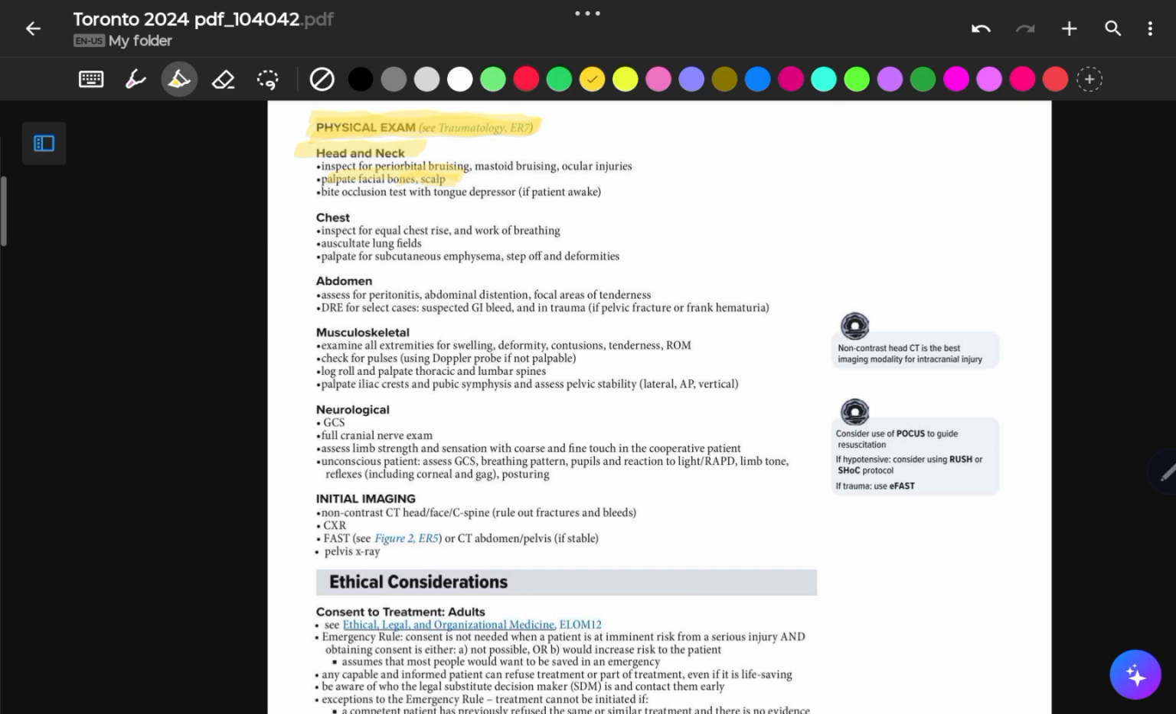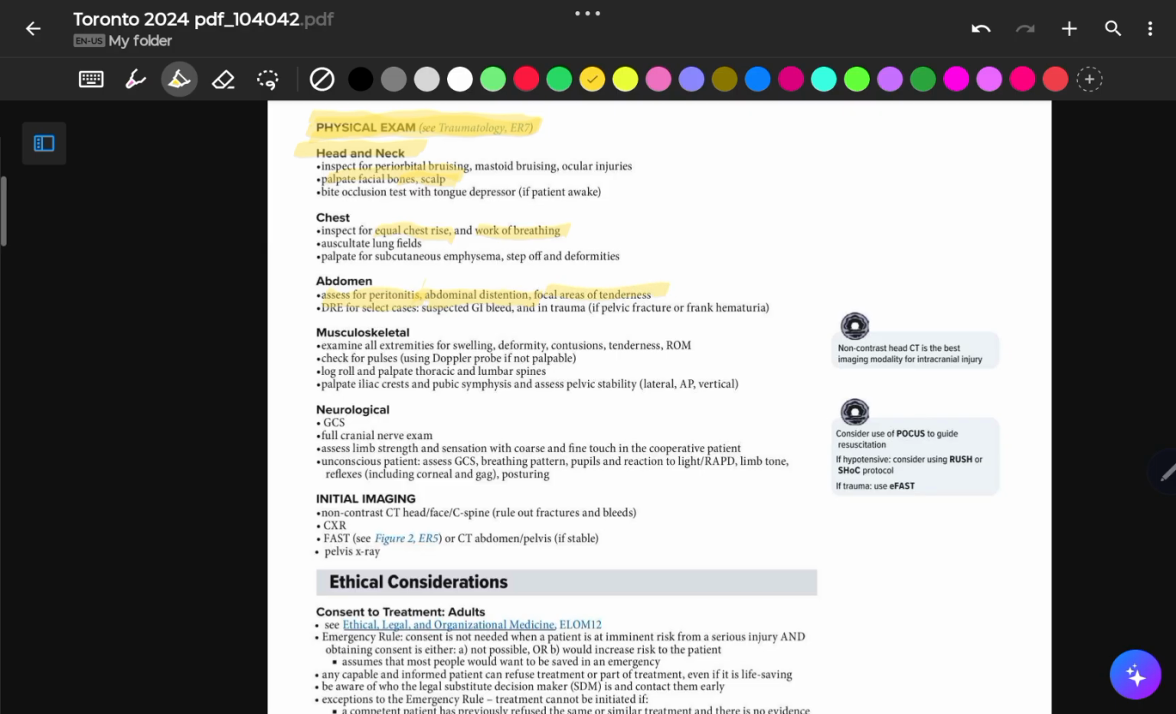Alright, then you move to the chest. You want to inspect the chest for equal chest rise. Then the work of breathing. Is it equal, symmetrical chest rise? Auscultate the chest fields. Is the air entry normal? Are you hearing wheezes, crackles? So any of that. Then you move to the abdomen. You want to assess for peritonitis, any abdominal distension, any focal area of tenderness.